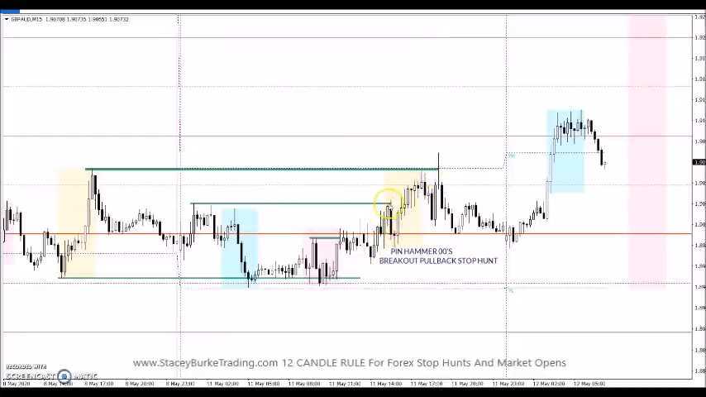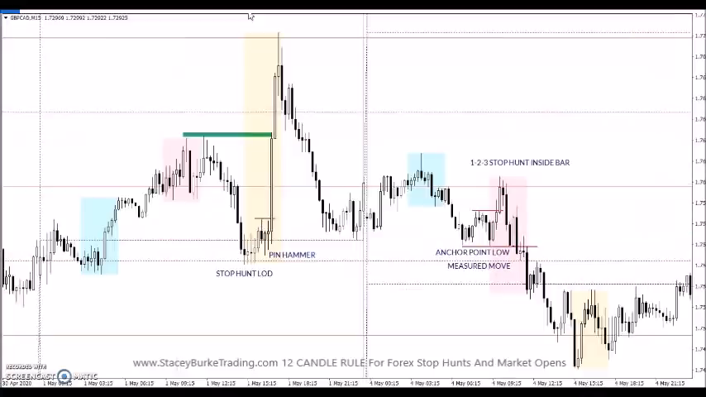So again, this same pattern, even though it's up high now, inside of the range, breakout pullback. If it was down low, people would call it a reversal. It's up high, that's a continuation. But it's a breakout pullback, hit the stops up top, stop hunt down low, pin hammer, inside bar, however it may show up, for a continuation of the move back in line with the breakout from the London session.